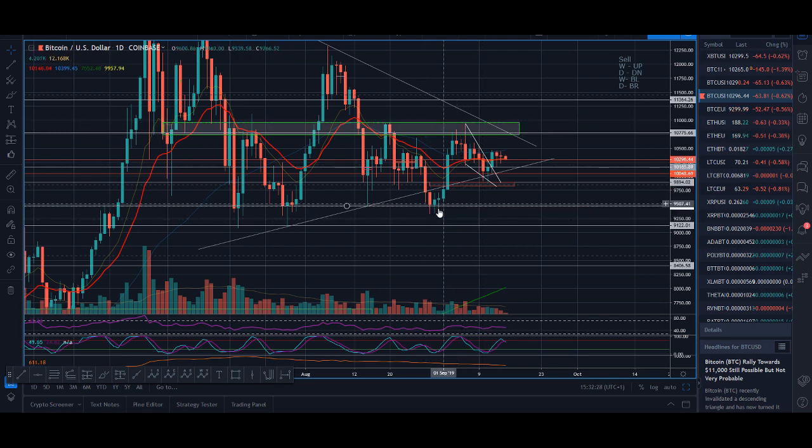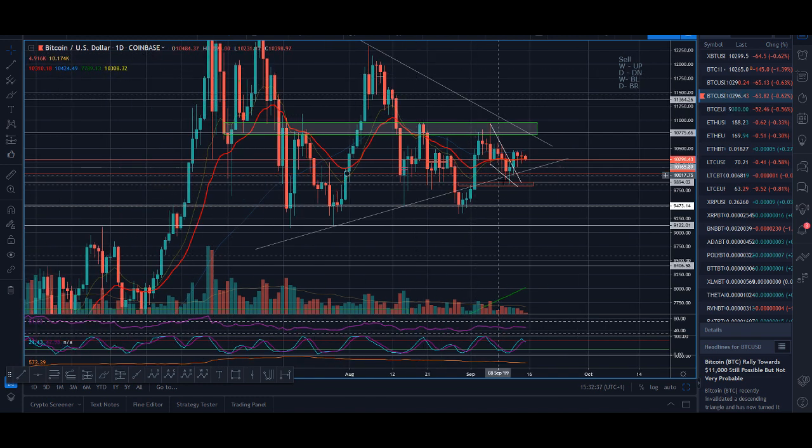This is where I was a bit worried to see what happened. It spiked below, it went up. Where did it stop? It stopped exactly at the green zone, and it's potentially finding support at the red zone.